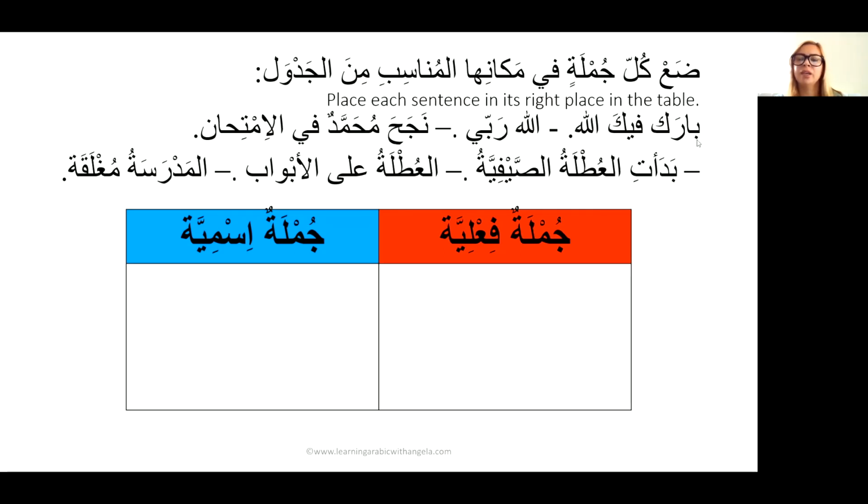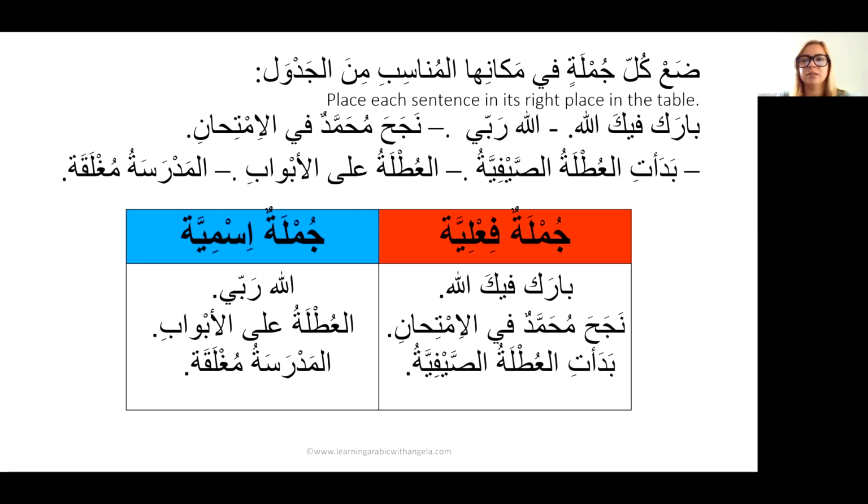So بارك الله فيك. الله ربي. نجح محمد في الامتحان. He succeeded or he passed his test. بدأت العطلة الصيفية. The summer vacation or holiday has started. العطلة على الأبواب. That means the holiday is near, or literally at the doors. That's a common expression that means it's near. المدرسة مغلقة. The school is closed. Pause the screen again because I'm going to skip to the answers.